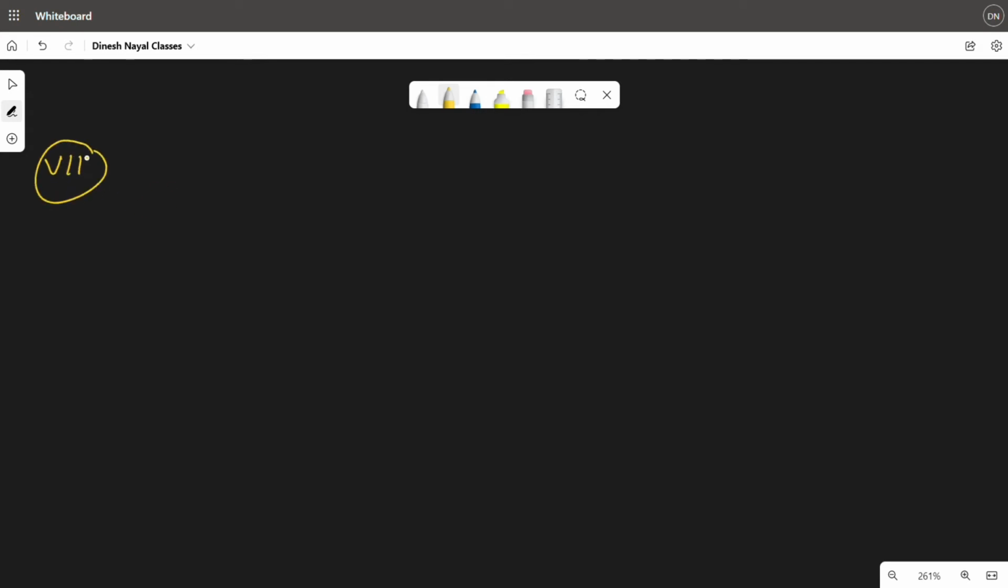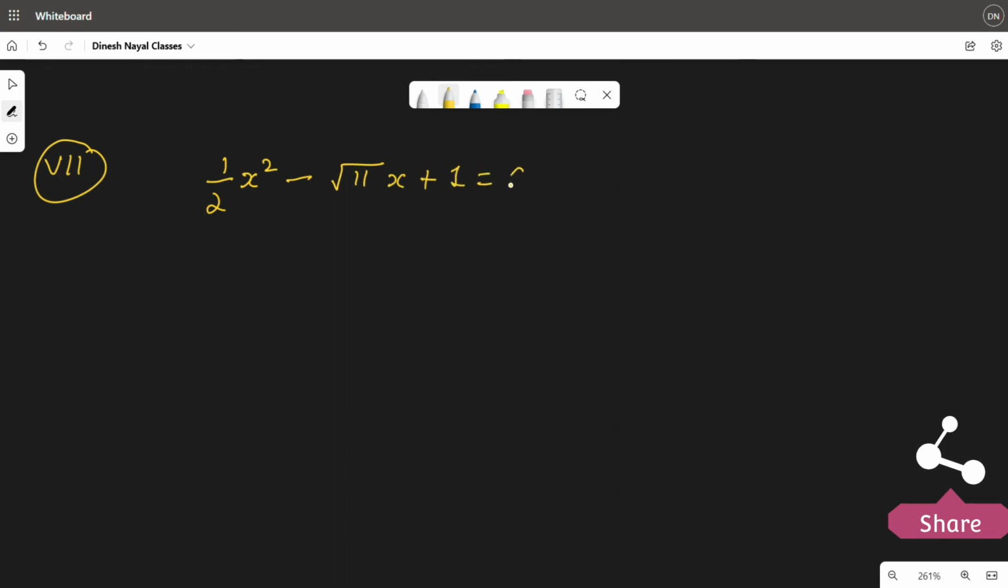Not 8, I think this is the 7th part. So the given equation is half x square minus root 11x plus 1 equals 0. Comparing it with the general equation ax square plus bx plus c equals 0.